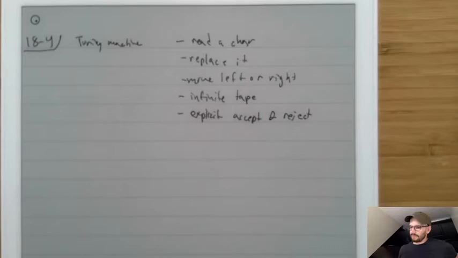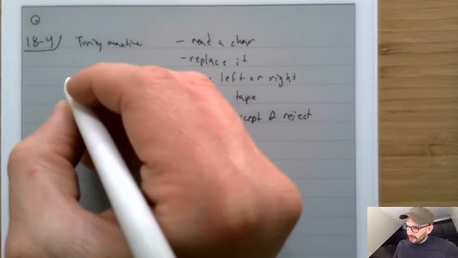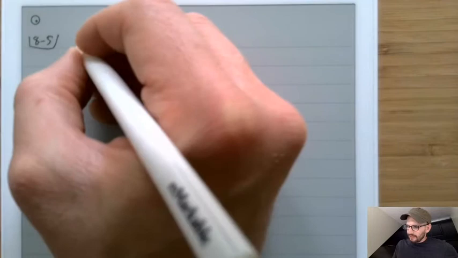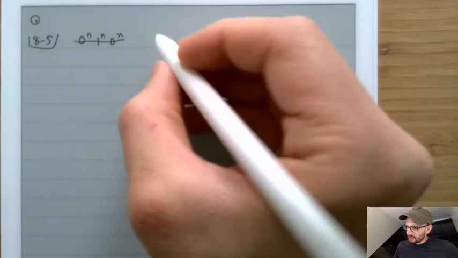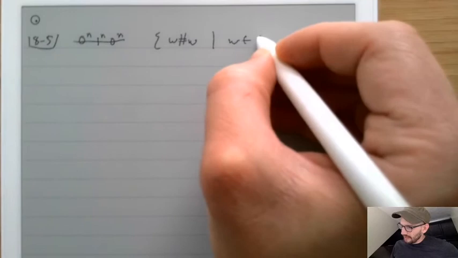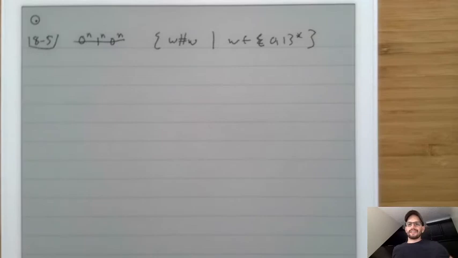So now let's look at a more interesting machine. Let's look at a machine for the 0 to the n, 1 to the n, 0 to the n problem. Actually, let's do a different problem. Let's do the W hash W, where W is in {0,1}*. This is something that's not in CFL either, so that's a good option.